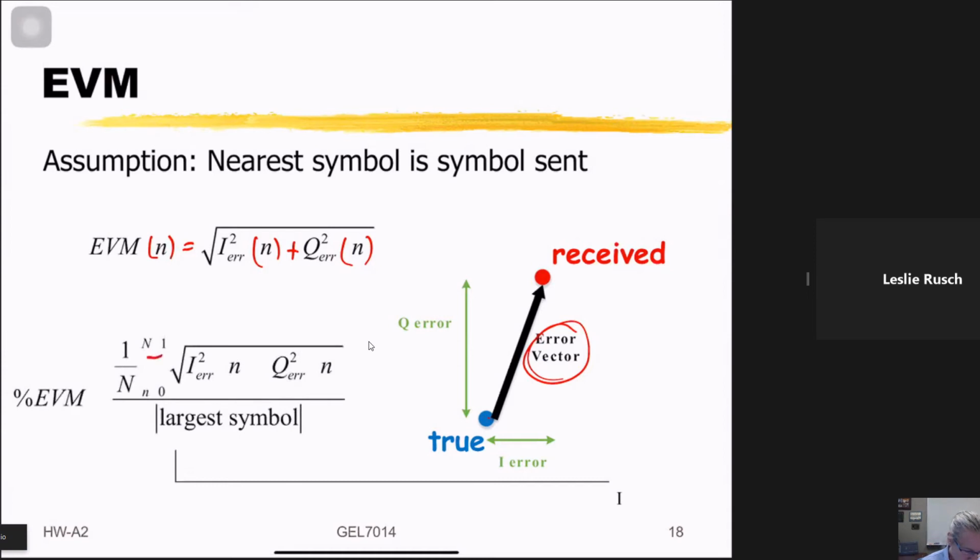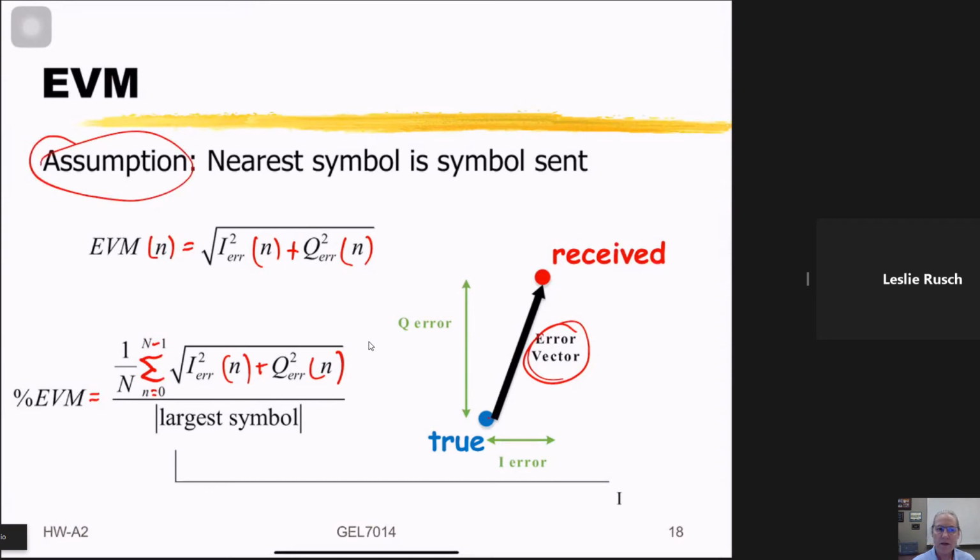And then I do the summation over all of these points, and I average over them. This gives me what I call the error vector magnitude. And it's in a percentage because I normalize that to the largest symbol distance. So I have some absolute measure of the largest distance in the constellation. So this is the error vector magnitude, and of course I don't need to know what the true one is. I just have this assumption of what the true one is.